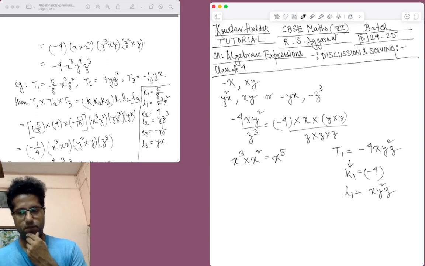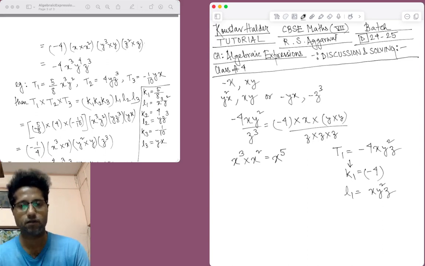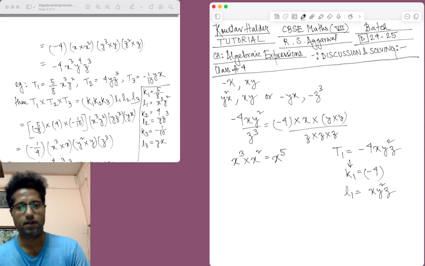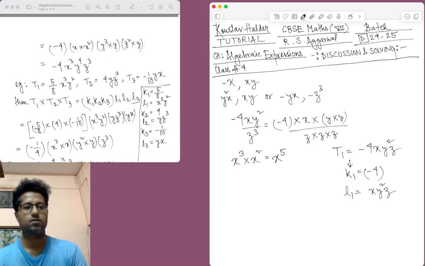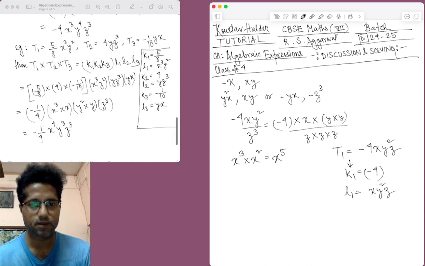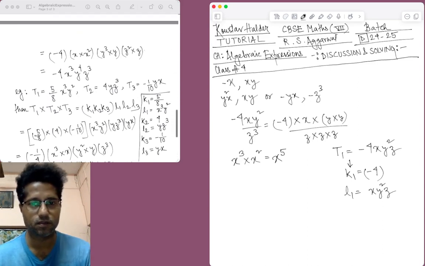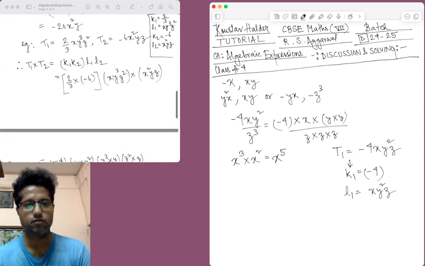Now since we are discussing the product of two monomials, and a monomial is nothing but a single term, an algebraic expression with a single term, when we talk about the product of two monomials, it also means the product of two terms. That is it for the theory part of the product of two monomials.